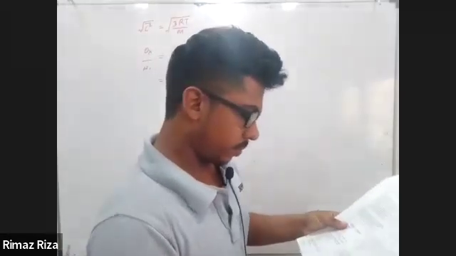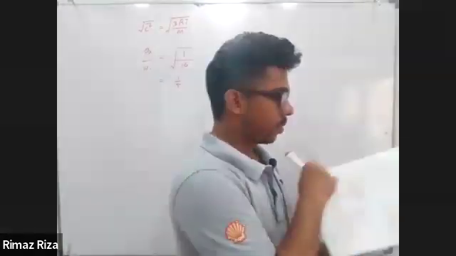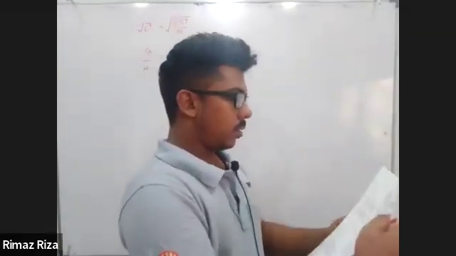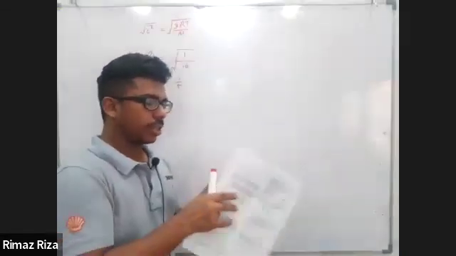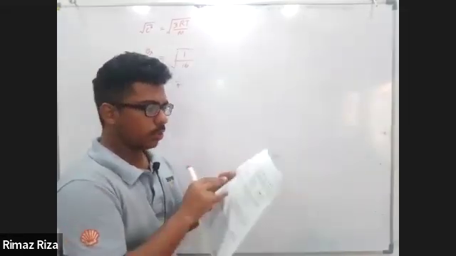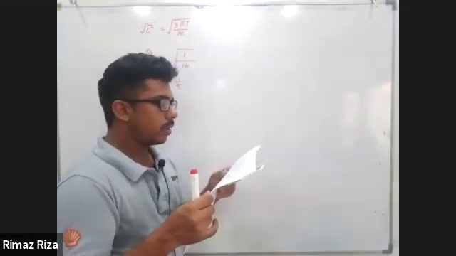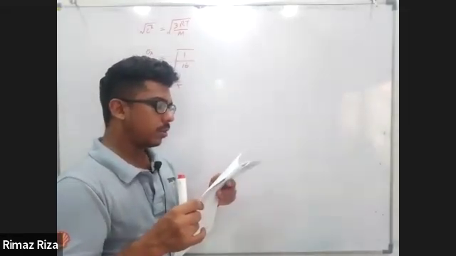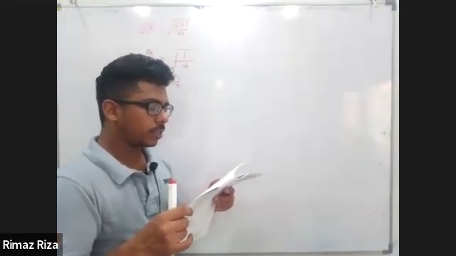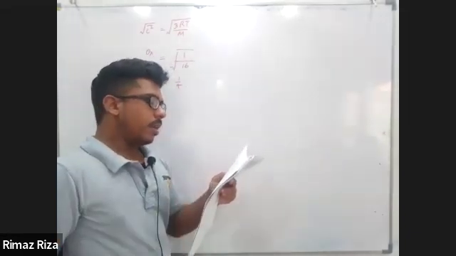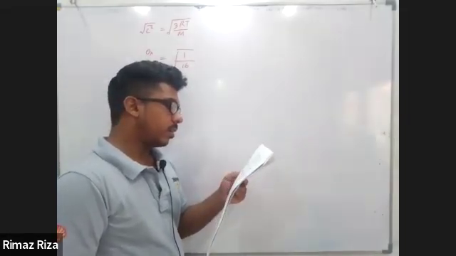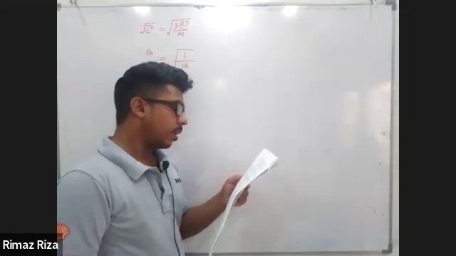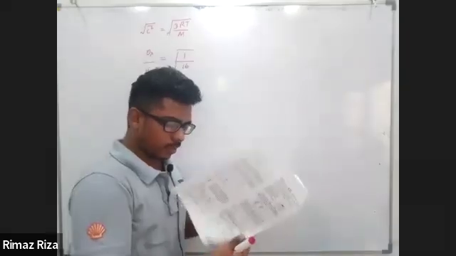50th question. The figure shows the path of a particle x of charge q moving in the vicinity of another fixed particle of charge capital Q. Variation of the speed v of the particle x with the distance d traveled from A along the path AB is best represented by.